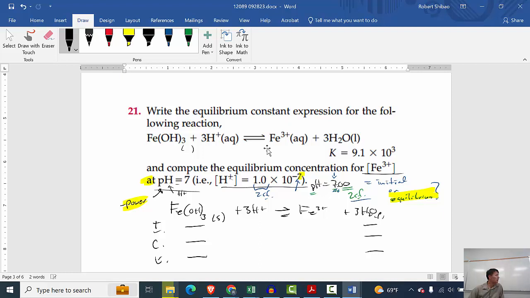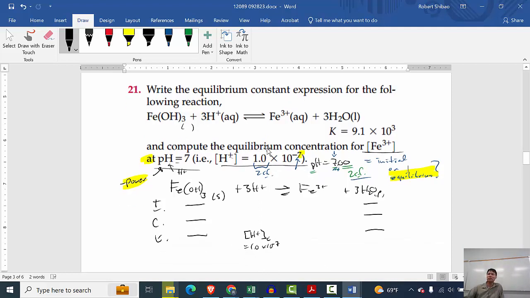They're telling us the H plus concentration at equilibrium is equal to 1.0 times 10 to the minus 7. pH 7 is special. Do you know what's special about pH 7? pH 7 we call neutral, and we'll talk about why later. We need the rest of the table, but fortunately we don't have to get it, because there's only one unknown here. If there were multiple unknowns, then we'd need the rest of the table. But in this case, we just need to figure out K.